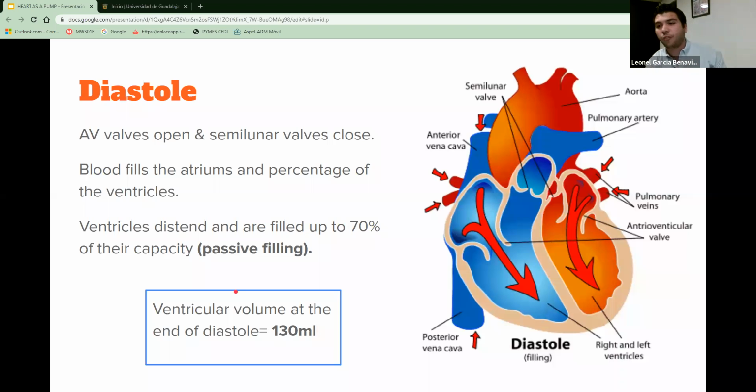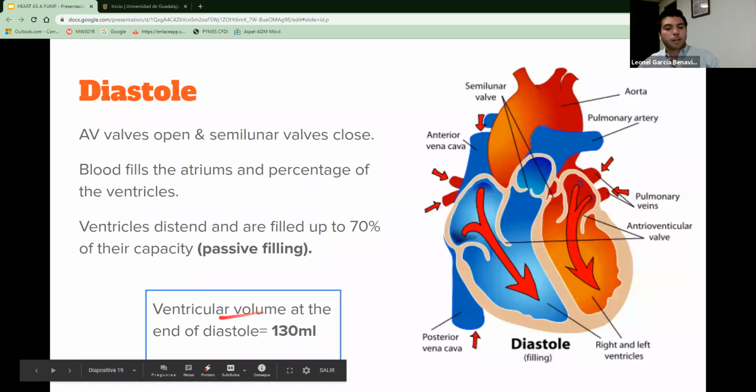In fact, we could survive with just that passive filling alone. We don't need for the atriums to contract and fill the rest of the blood of the ventricles at rest, at least. We could just do fine with the blood that's going through thanks to passive filling. However, the body always creates more in case you need more.